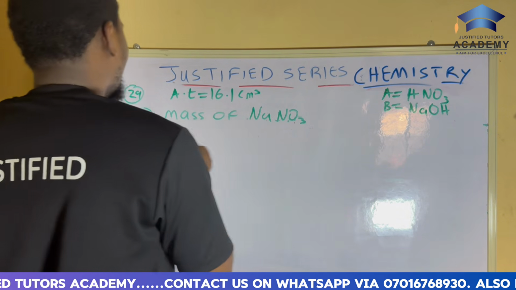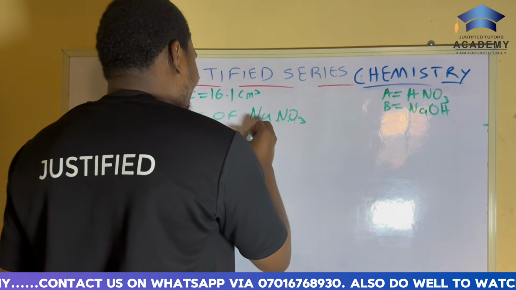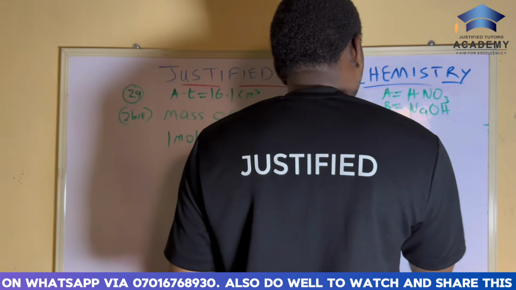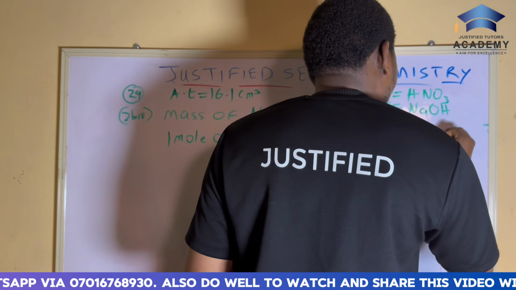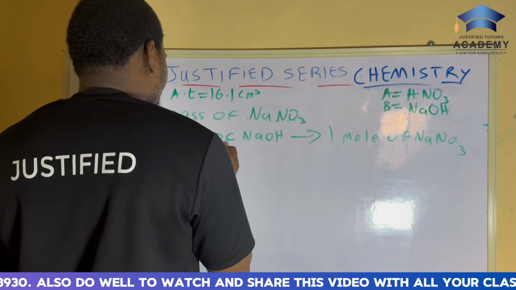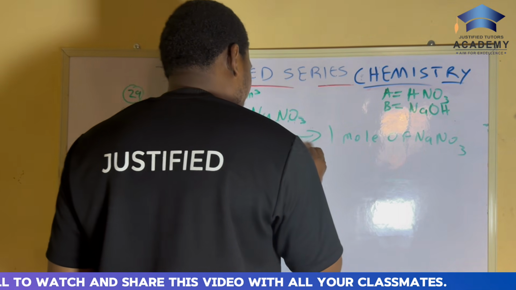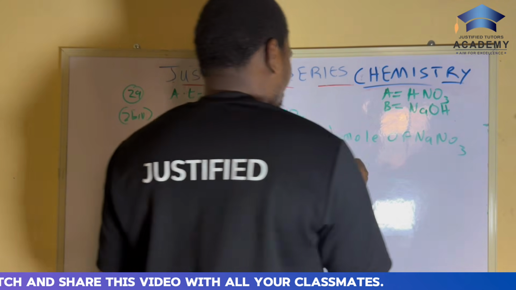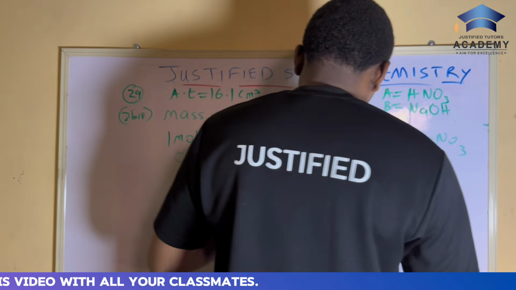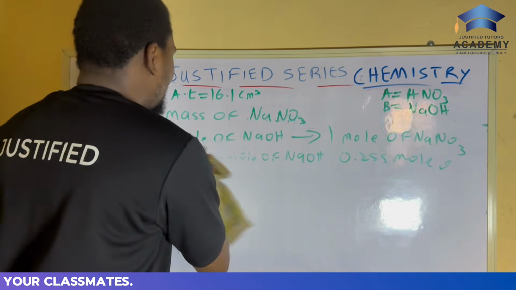So we write here, since 1 mole of NaOH will give us 1 mole of NaNO3, therefore 0.255 mole of this, which is NaOH, will also give us 0.255 mole of this. So since we now have the mole of NaNO3, we can now solve.